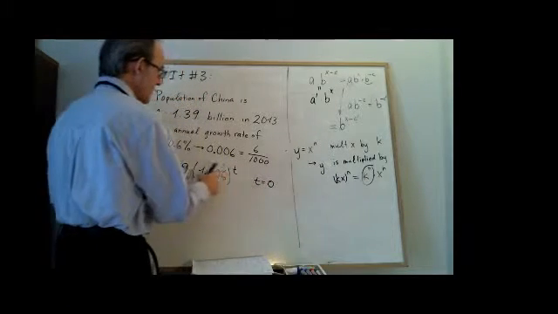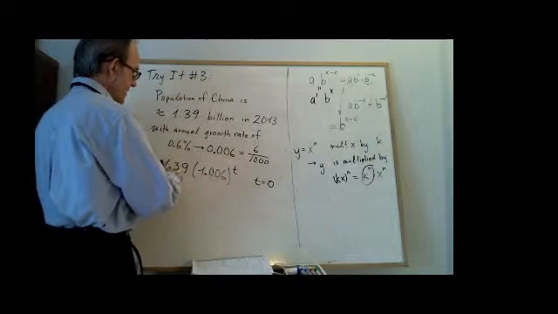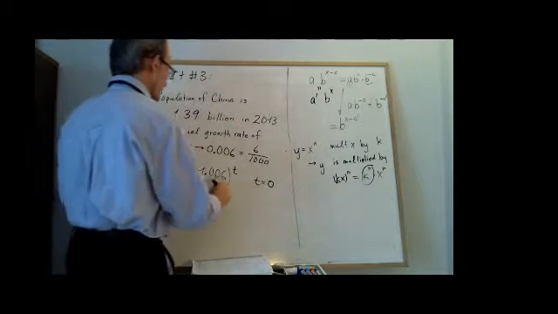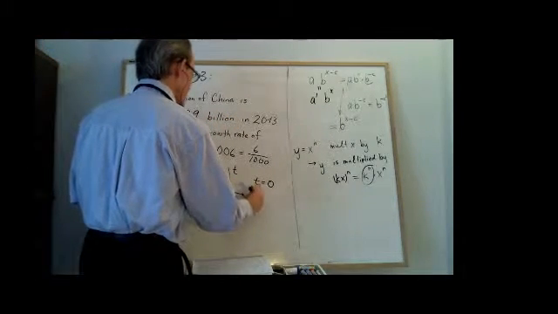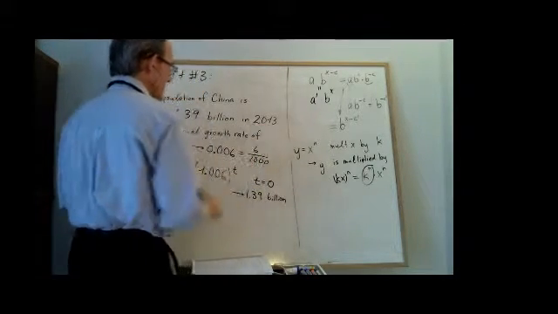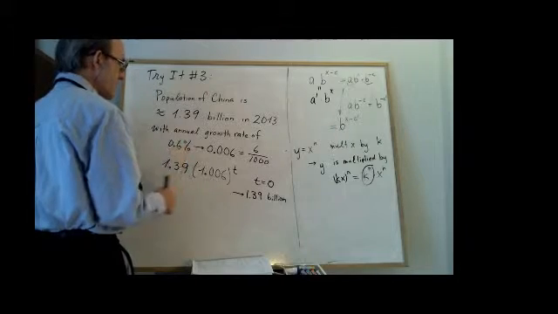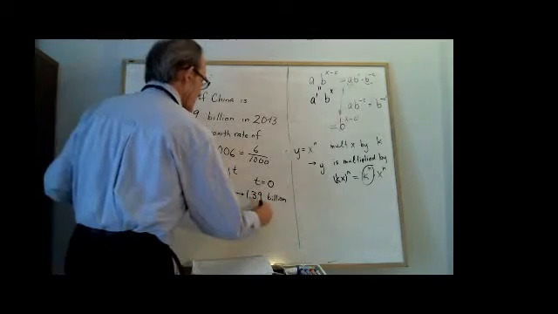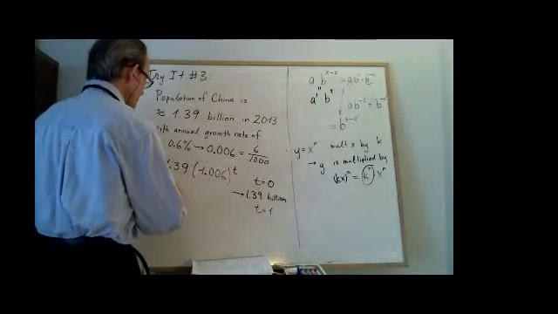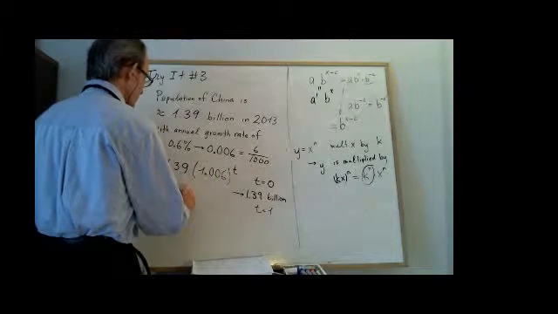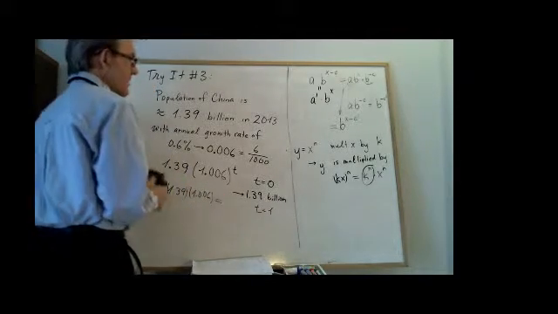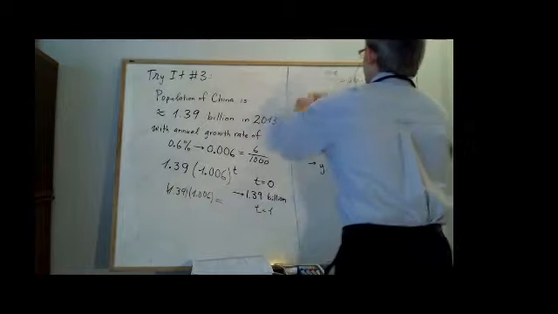if you put in t equals 0, this part is 1, and I just get 1.39. So that's my starting population, 1.39 billion. That's in 2013. So then in 1 year, this will be 1.06 times 1.39. What is that? We just have to multiply that out.